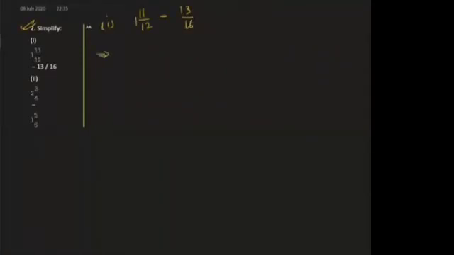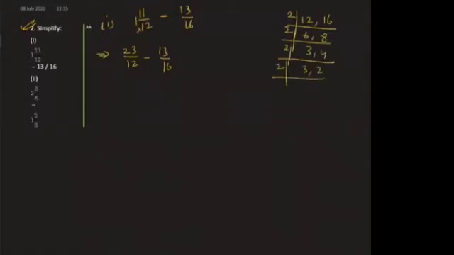So first change the mixed fraction into improper. 12 ones are 12, 12 plus 11, 23. 23 upon 12 minus 13 upon 16. Beta, what is the LCM of 12 and 16? 2 4s are 8, 3, 2, again reduced by 2, you'll get 1 here, now reduced by 3, 1, 1. So 2 2s are 4, 4 2s are 8, 8 2s are 16, 16 3s are 48. So the LCM is 48.